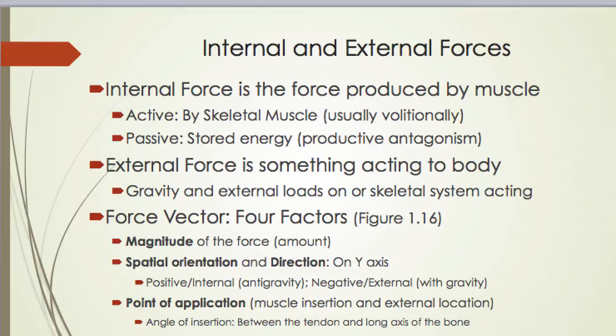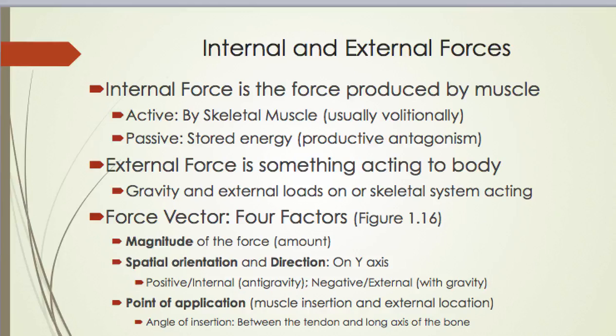Let's take a look at vector force and the 4 factors of vector force in figure 1.16. So we see that the magnitude is driven by the arrows. Okay, the arrow within the biceps itself, the internal force, is the amount compared to the external force pushing down with gravity, which is the black arrow. So one of the factors of force vectors is magnitude. Another is spatial orientation and direction. Okay, so the red and the black arrows are on the y-axis.